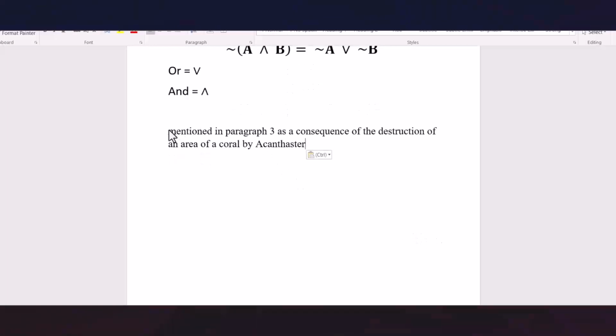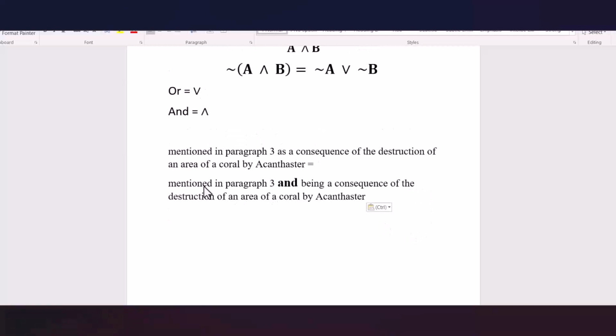We had this clause from the question prompt: mentioned in paragraph 3 as a consequence of the destruction of an area of a coral by a canthaster. So we can equalize this clause. Actually, we can decompose this clause into two ingredients for the sake of simplicity, for our purpose. Okay, we have this clause.